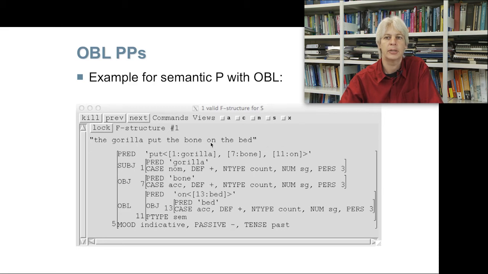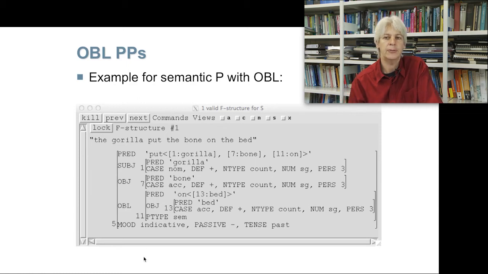So we have put, which takes a subject, an object, and an oblique. This is just a general oblique. I haven't specified it in any way. And the oblique is not part of a set. It's got the square bracket, so there's only one of these things. And you have a pred 'on', and 'on' subcategorizes for an object. And we've got p-type sem again.